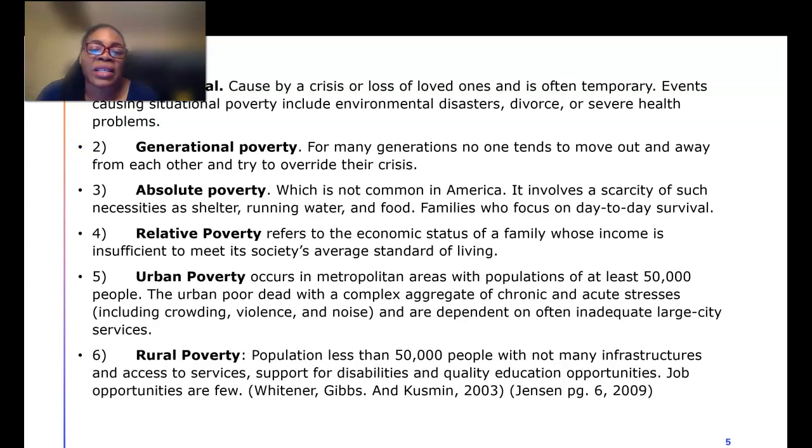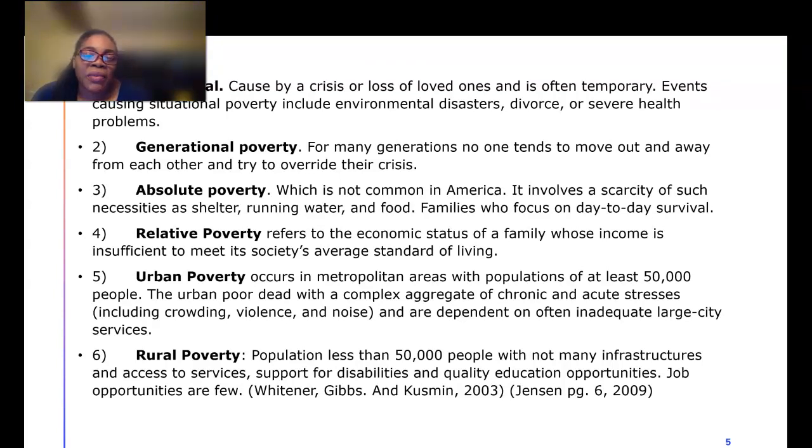We have environmental disasters, divorce, and severe health problems. These can cause a temporary type of poverty. Generational poverty: for many generations, no one tends to move up and out and away. They tend to stay in the same vicinity from generation to generation. They never move up nor out. Absolute poverty, which is not common in America, involves a scarcity of such necessities as shelter, running water, and food. Families focus on day-to-day survival.